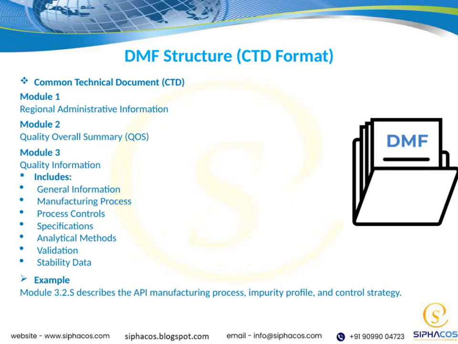Let's take a closer look at the DMF structure, which follows the Common Technical Document format. It's divided into modules. Module 1 covers regional administrative information, the basics needed for regulatory review. Module 2 is the quality overall summary, giving a high-level snapshot of the product's quality. Module 3 dives deep into quality information, everything from the manufacturing process to specifications, controls, and stability data. For example, Section 3.2 details the API's manufacturing process, impurity profile, and control strategy. This structure keeps things organized and clear.